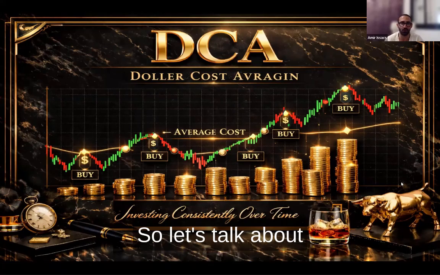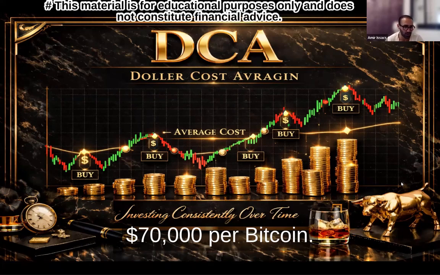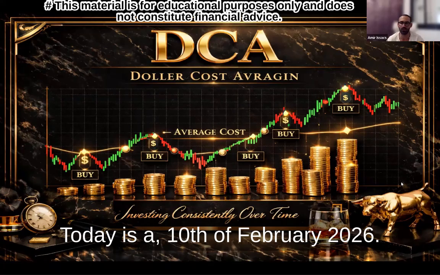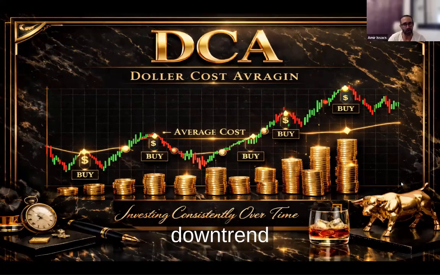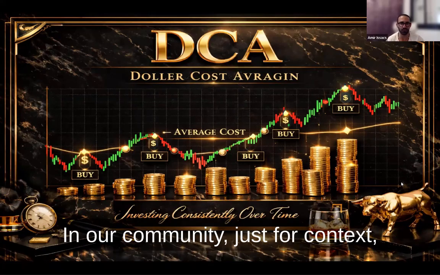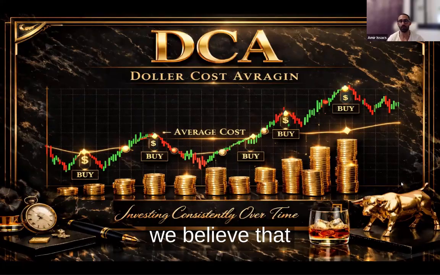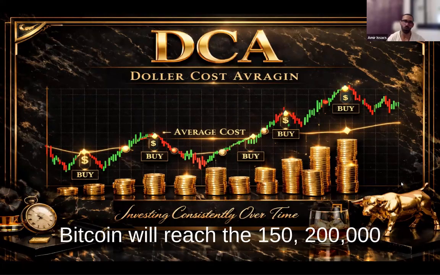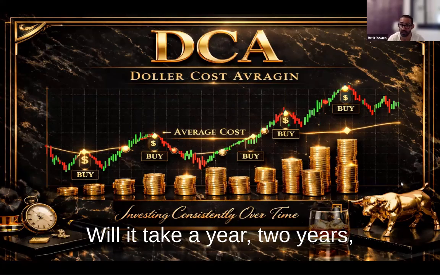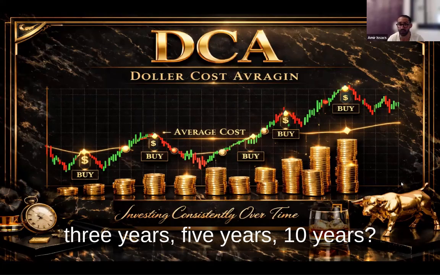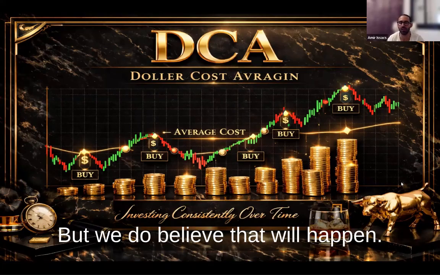So let's talk about, for example, Bitcoin. Bitcoin stands at around $70,000 per Bitcoin. Today is the 10th of February 2026. We are expecting another downtrend. In our community, just for context, we believe that Bitcoin will reach 150, 200,000 and even more eventually. Will it take a year, 2 years, 3 years, 5 years, 10 years? We don't know, but we do believe that will happen.